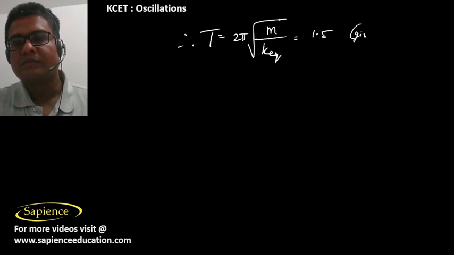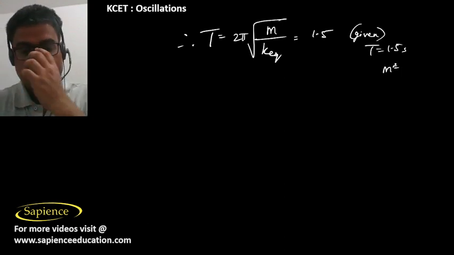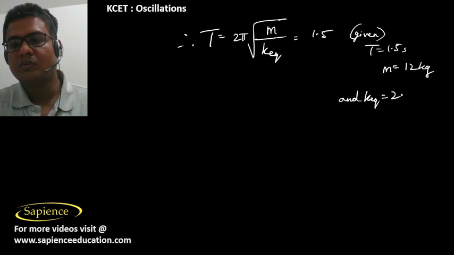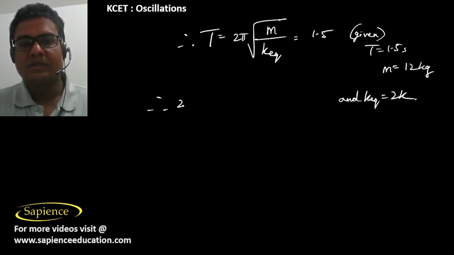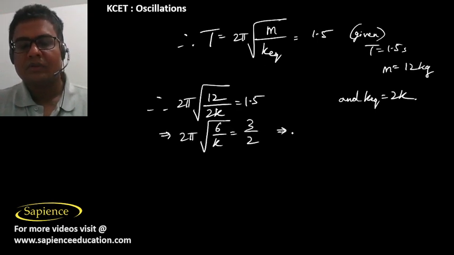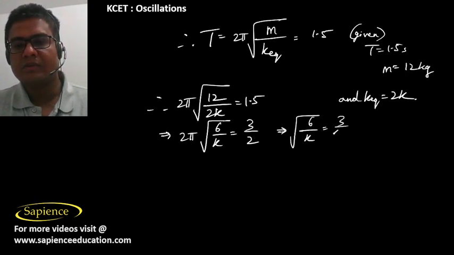This is given. The time period is 1.5 seconds, and the mass of the tray is given as 12 kg, and k equivalent we have found is equal to 2k. So T is equal to 2 pi root under 12 by 2k, equal to 1.5, which is 3 by 2. So 2 pi root under 6 by k is equal to 3 by 2. So root over 6 by k is equal to 3 by 4 pi.